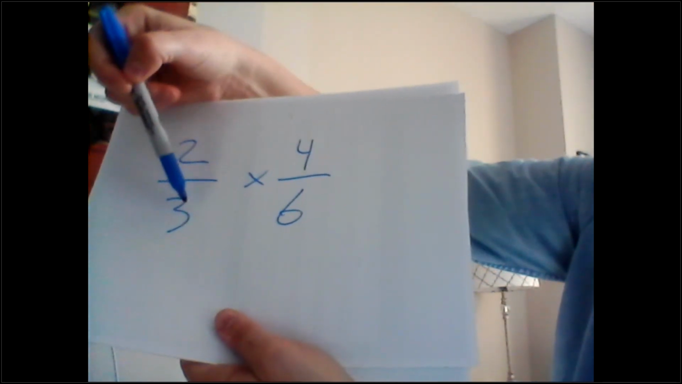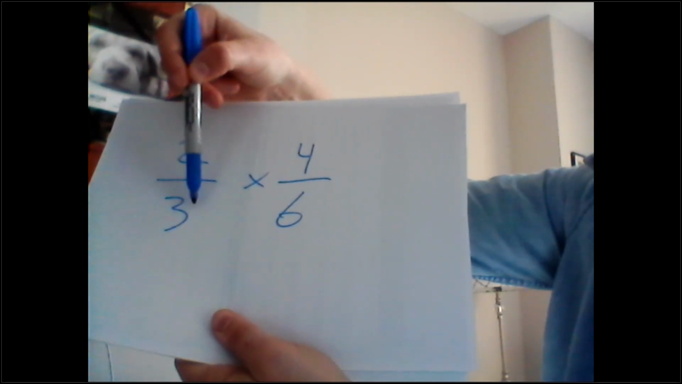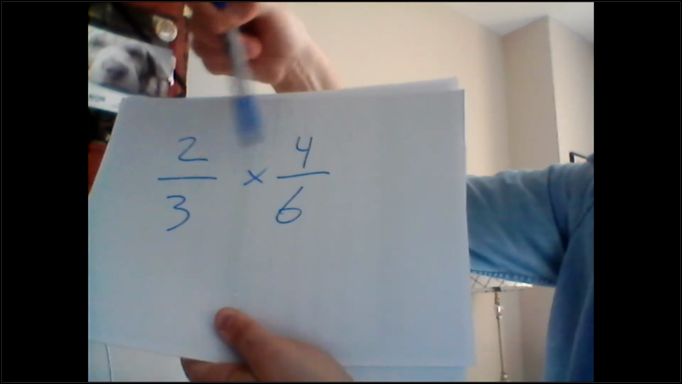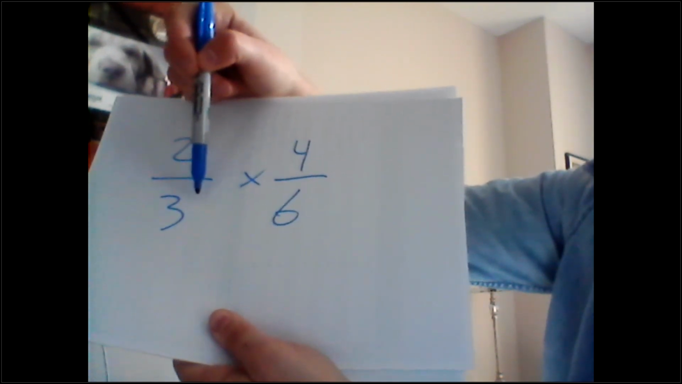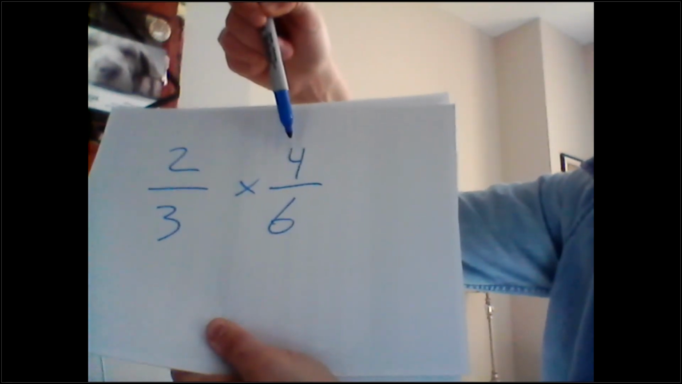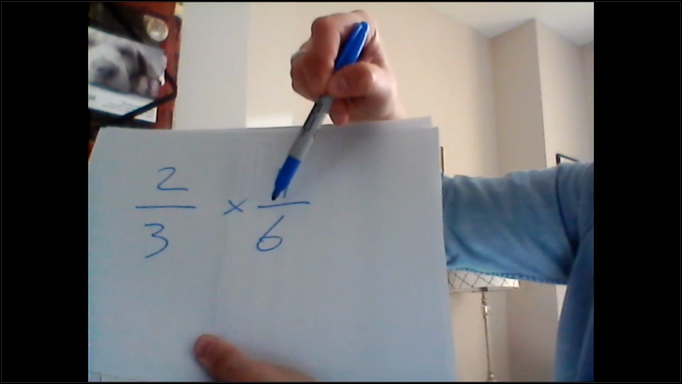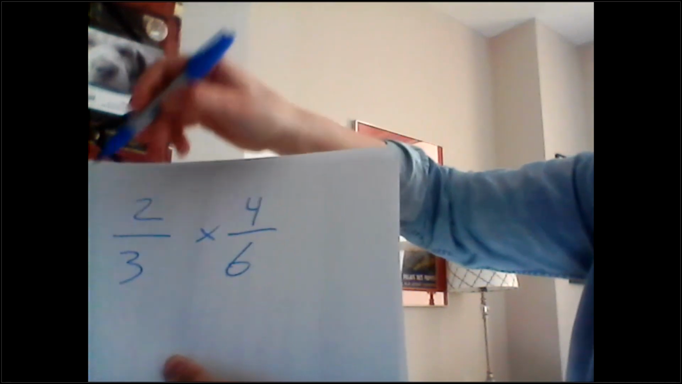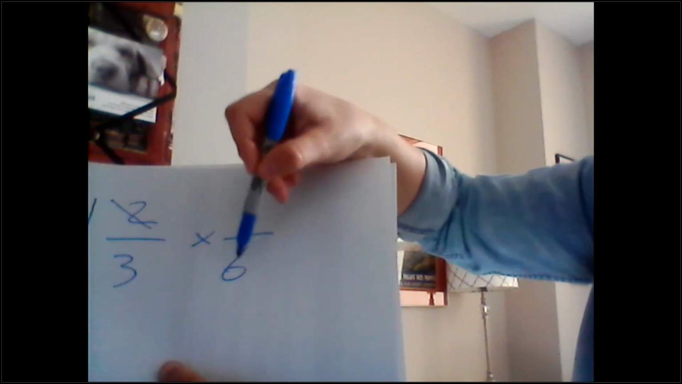I simply look across. So I look at the 3 and the 4, and I think, is there any number that I could divide both the 3 and the 4 by that would get them to a simpler term? No, I can divide 4 by 2, but I can't divide 3 by 2, so that doesn't work. I could divide 3 by 3, but I can't divide 4 by 3, so that doesn't work. But what about the 2 and the 6? Well, in this case, I know that they are both divisible by 2. So if I take the 2 divided by 2, I get 1. If I take the 6 divided by 2, I get 3.